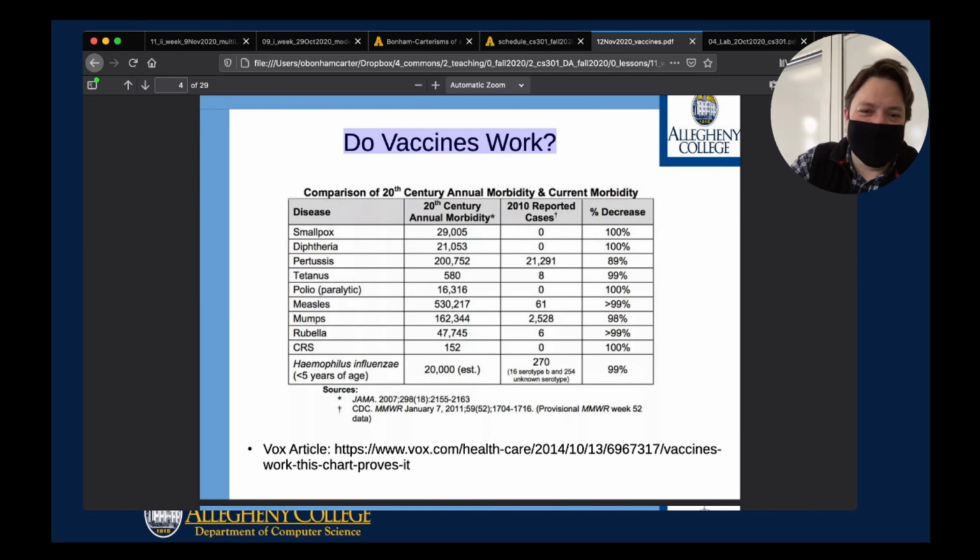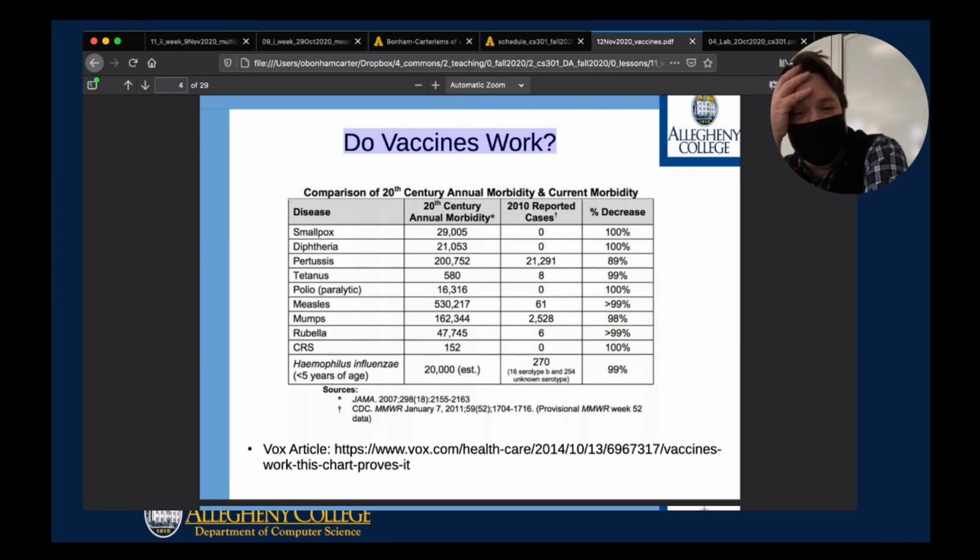But you can see that in the 20th century annual morbidity, which is the traditional infection rate of these things, is actually quite high. Looking at this, you can see that, for instance, pertussis is at 200,000, measles is at 530,000. These are some of the more pressing issues for which vaccines are necessary. And you can see that once the vaccines have been given out, in 2010, for instance, long after vaccines have been established and given out seemingly in the first year after birth, the cases have gone down.